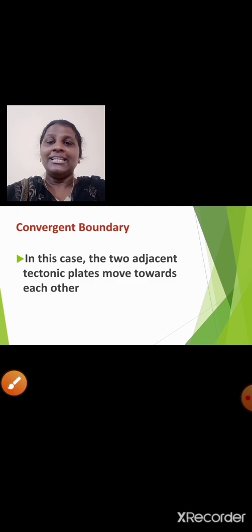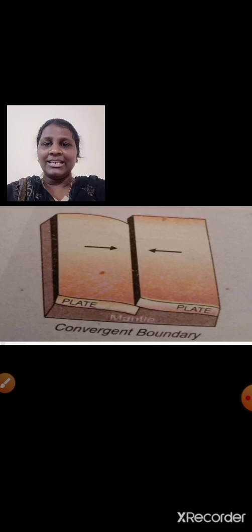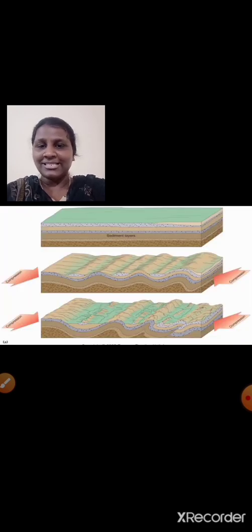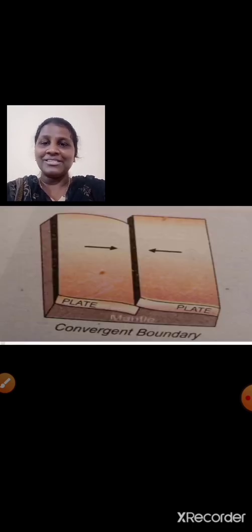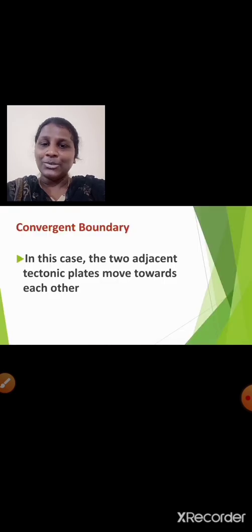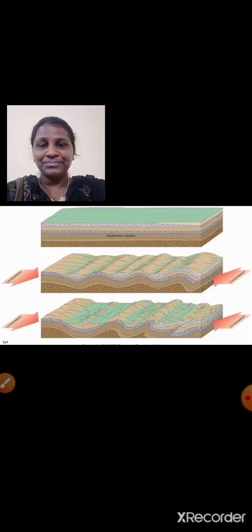Once again, students, in this case, the two adjacent tectonic plates move towards each other. Let us see what happens. Due to this, we get fold mountains. The Himalayas are an example of fold mountains. How are these fold mountains formed? Just now we have seen the two adjacent tectonic plates moving towards each other. You can see the folds here. This is due to the convergent boundary.